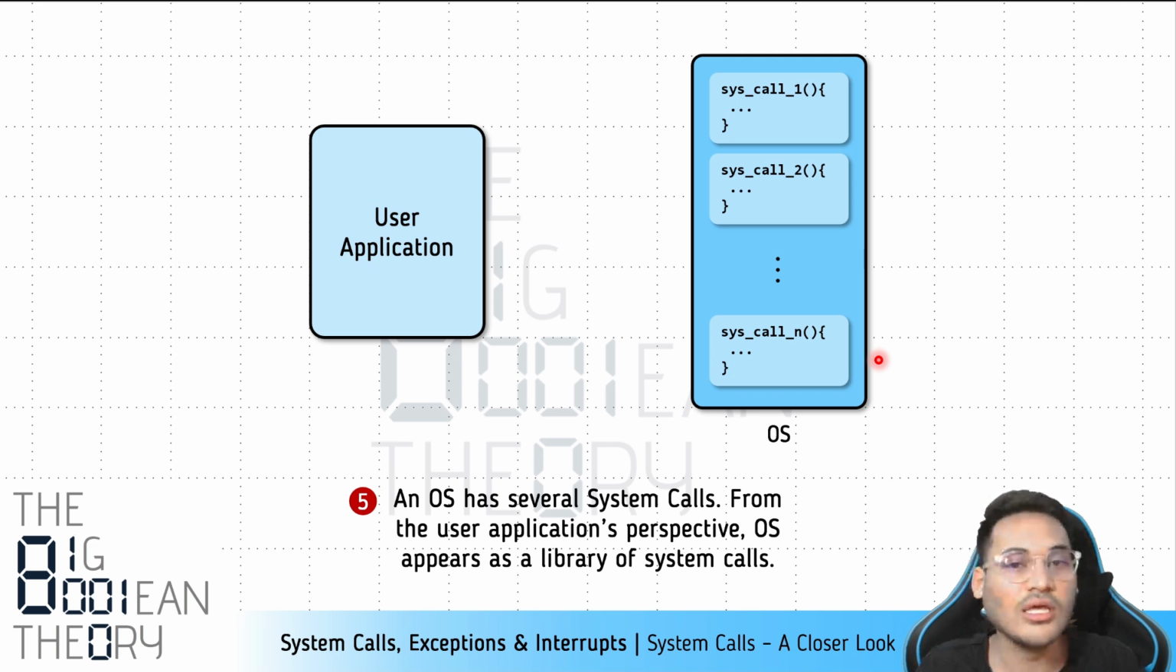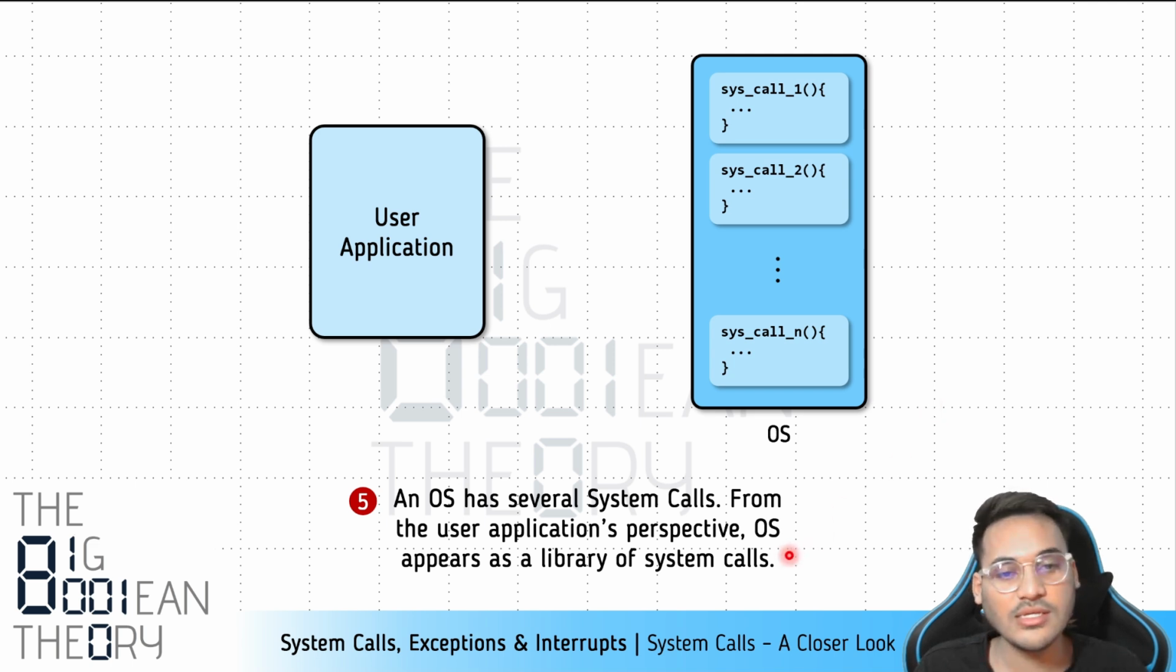So this is how the user application or the user process perceives the system call interface, or the interface of the operating system. From the user application's perspective, the interface of the operating system is a bunch of system calls. An operating system can have hundreds of system calls. Modern day Unix based operating systems have many system calls. The number is in the few hundreds.